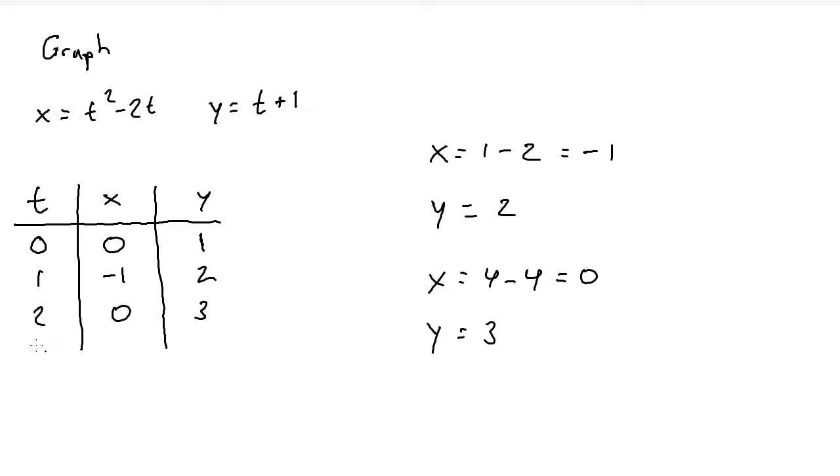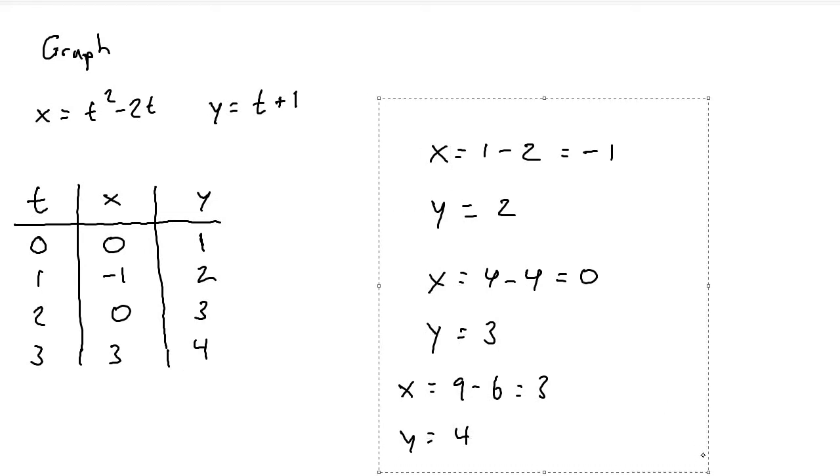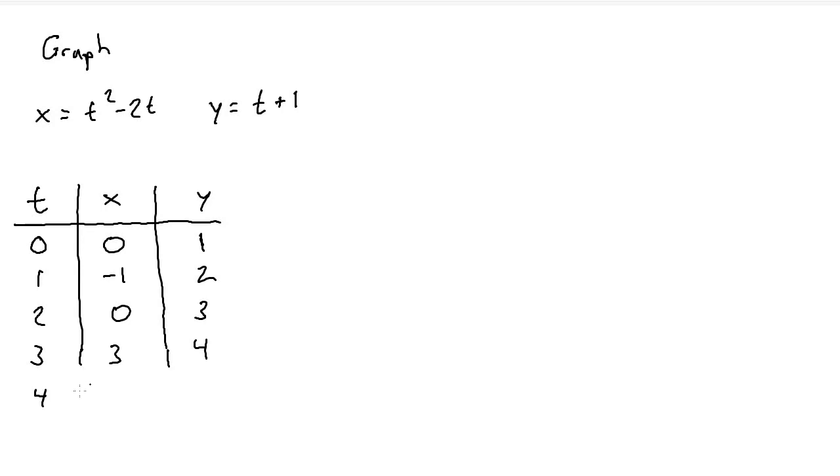Continuing on, if I plug in 3 for t, then I'll get x equals 3 squared, which is 9, minus 3 times 2, which is 6, and that'll be 3. And then for y, I'll get 3 plus 1, which is 4. And let's just do one more. Let's plug in 4 for t. At t equals 4, x is going to be 4 squared, which is 16, minus 2 times 4, which is 8. And I'll get 8 for the x coordinate. And then for y, I'll get 4 plus 1, so that would be 5.